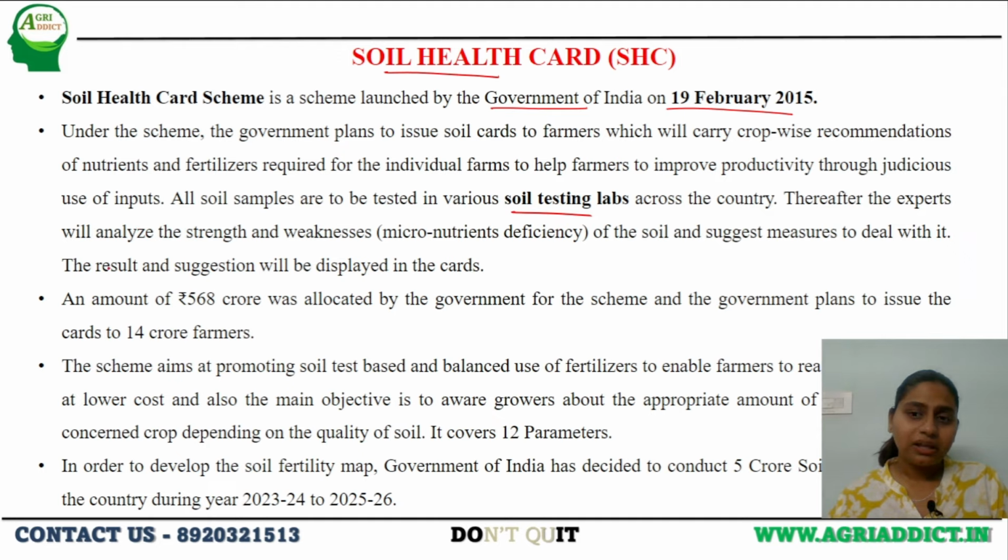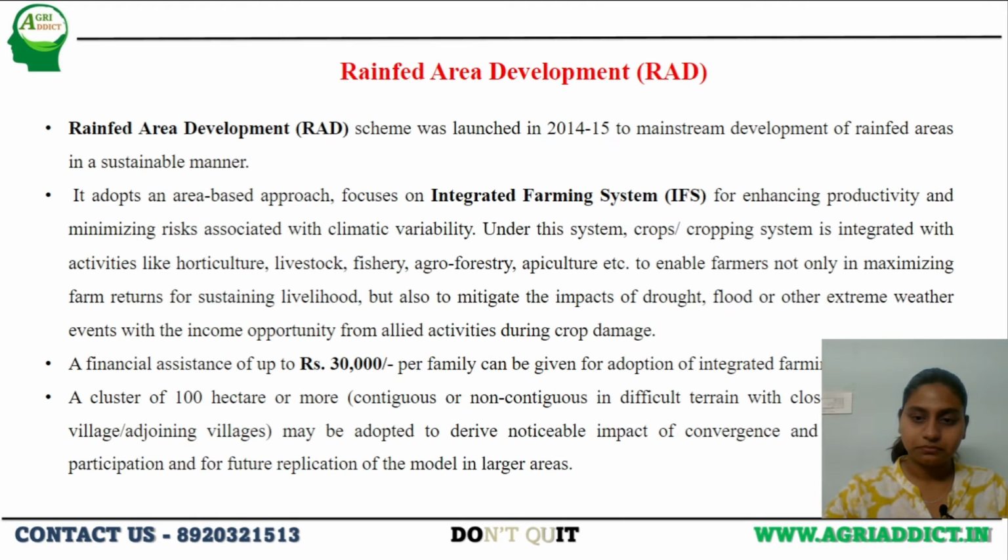This scheme is currently servicing 14,000 crore farmers, and till now rupees 568 crores has been allotted to this scheme. And as I said, the lab is providing information about 12 different parameters. Along with that, one more objective of this scheme is to develop a soil fertility map. By collecting samples from various places, the fertility map can be developed.